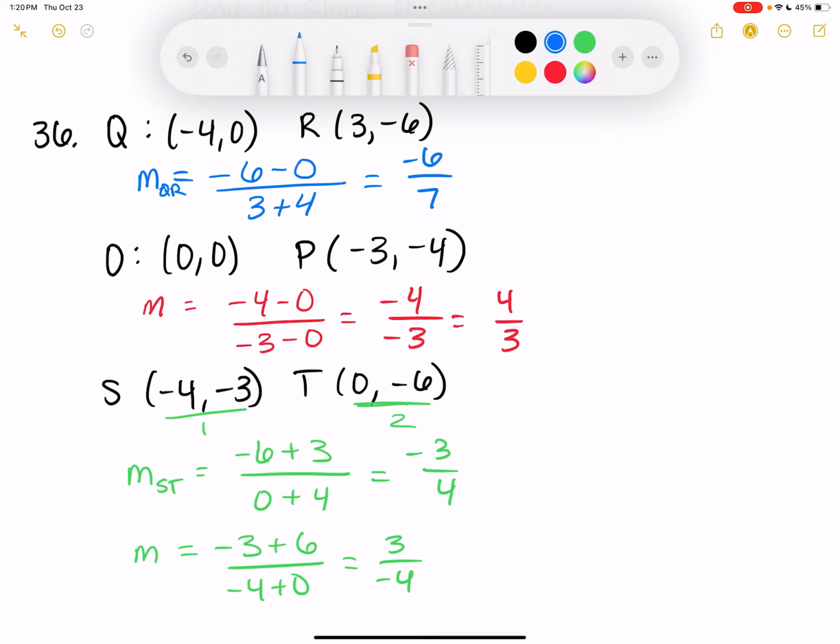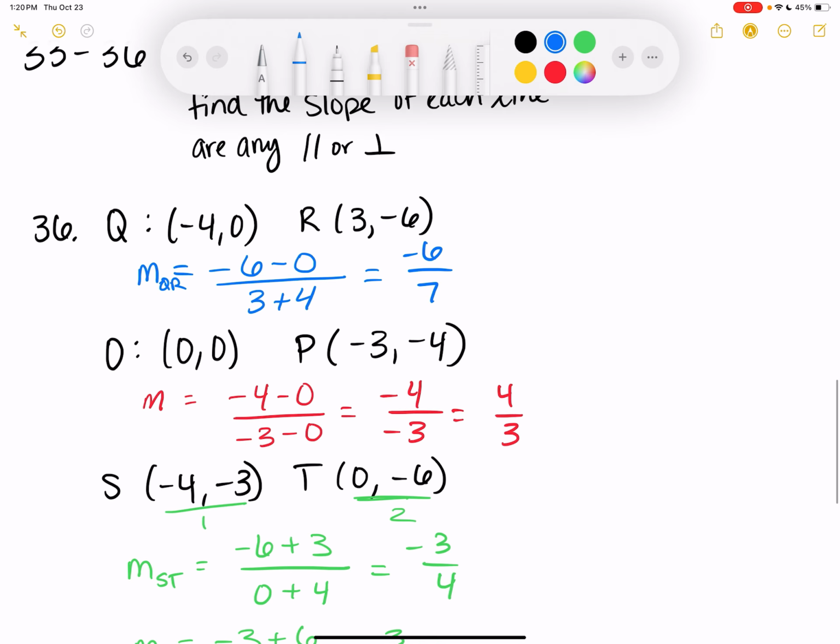What's true about slopes of parallel lines? They have the same slope. Are any of these exactly the same? Not ignoring the fact that I did this one twice. Are any of these exactly the same? No. So none of them are parallel. Are any of them perpendicular? Yes. Which ones? OP and ST.